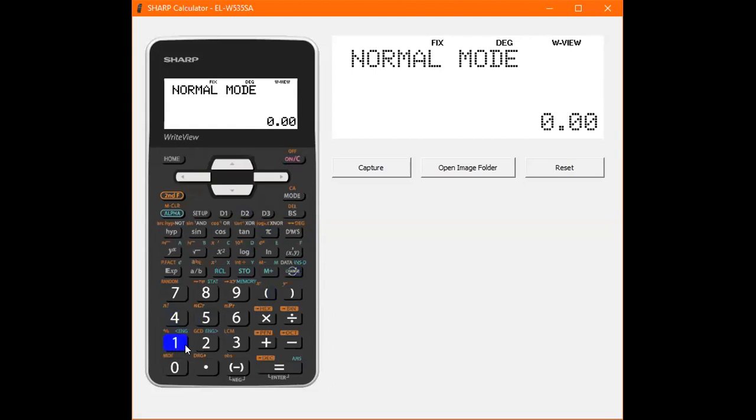Right, so say for example we have 16 and we want to save it into our memory key of A. We just say store into A, and then we can say 89 and store that into B. Now, if we want to add the two together, all we would do is say alpha A plus alpha B and equals.